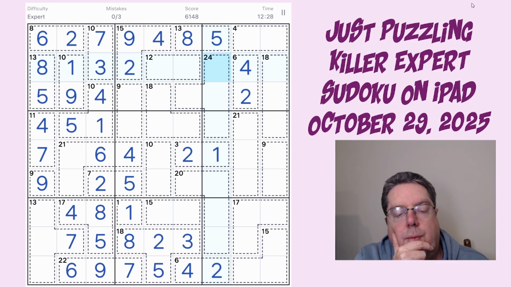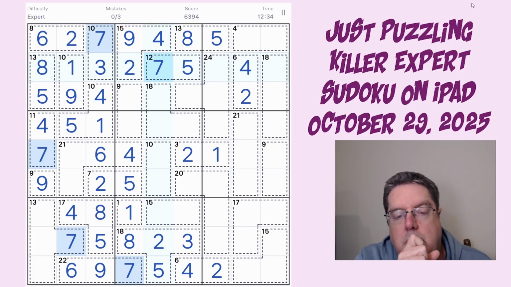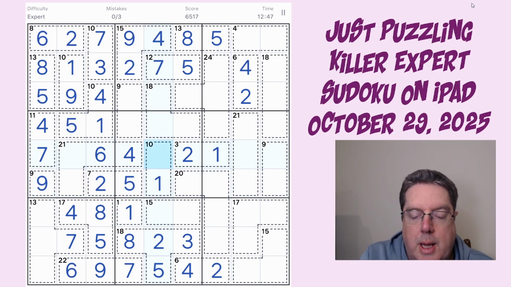2. So, oh, well, there you go. 5 can't be there, so that's a 5, leaving this to be the 7. Handy. 3, 6 is still there. So 3, 4. So this is 1 and 9 here, so that's a 1 there, leaving this to be a 9.